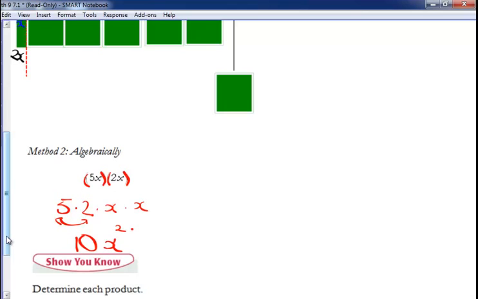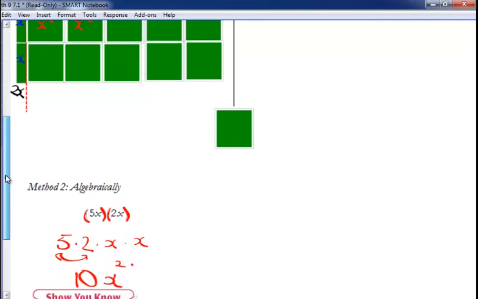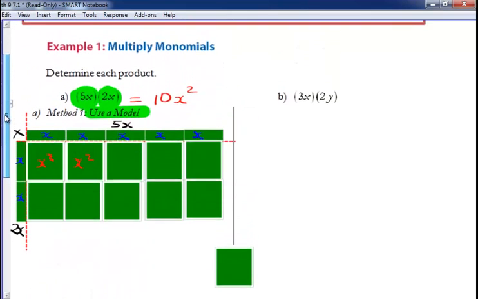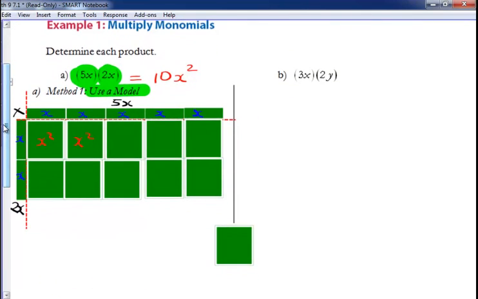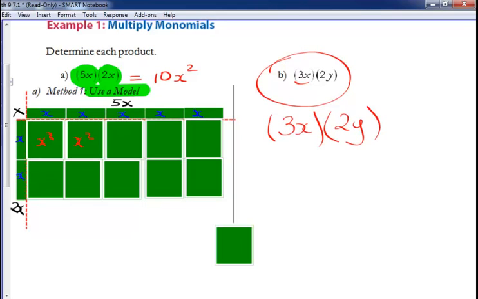Now, that was pretty easy, wasn't it? And algebraically, it's certainly a nice, quick way to do it rather than thinking about it with tiles, but the tiles provide us with an alternative. Now, let's go on and have a look at b over here. We've got two monomials to start with, the 3x and the 2y, don't we? This time we've got two different variables, so it's a little bit more awkward doing the area model. So I'm simply going to look at this one algebraically.